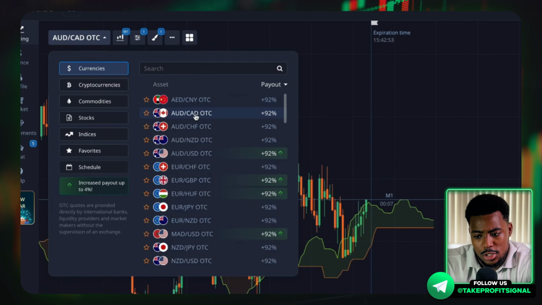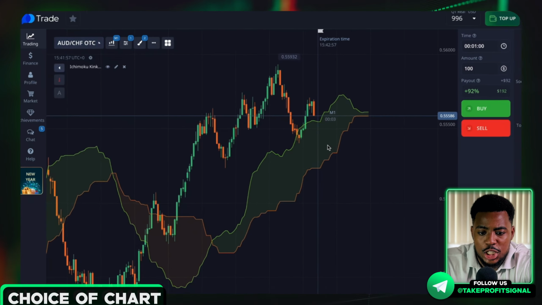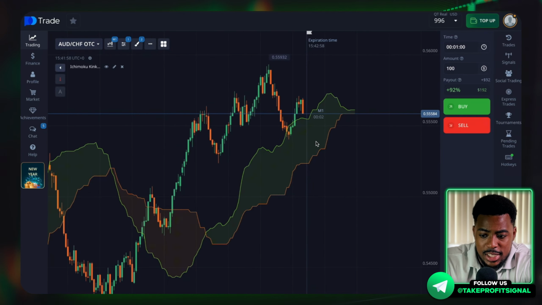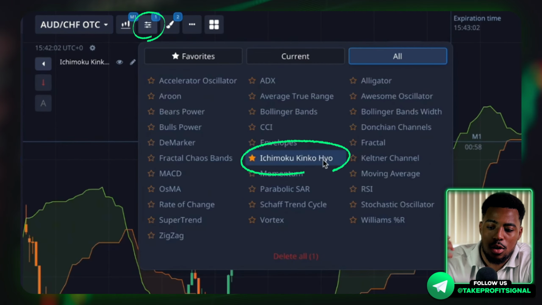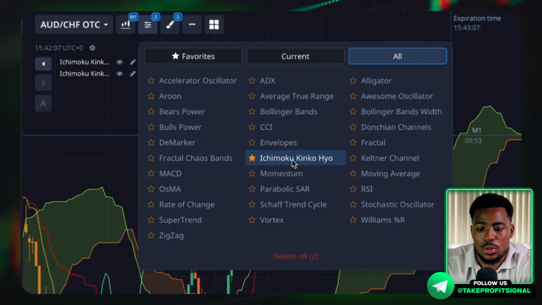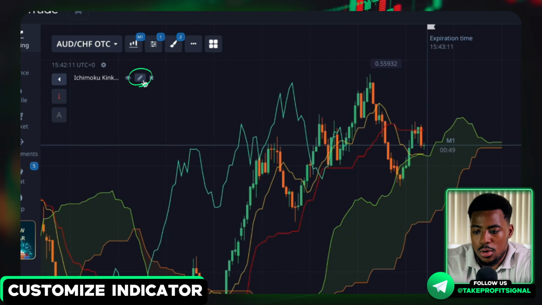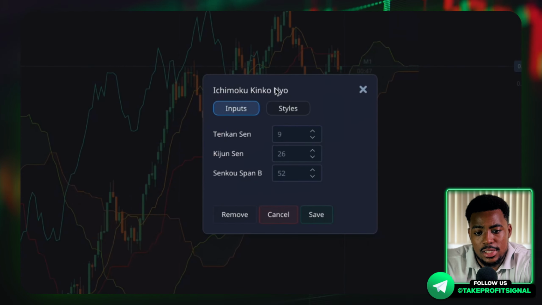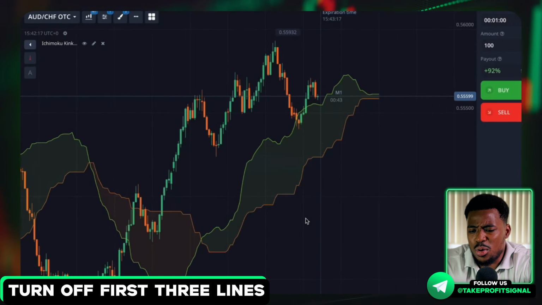The very first thing we need to know is the choice of chart. Initially, of course, we add an indicator in the indicator section. Here it is called absolutely the same. Add it, and the most important thing now is to customize it. We click here on the pencil, and in the styles I just turn off these first 3 lines. We don't need them today.